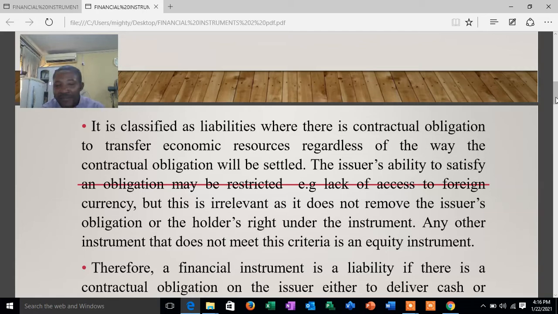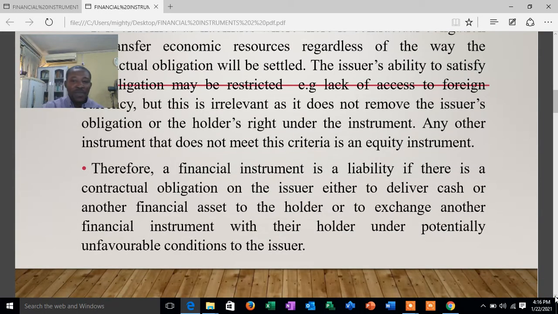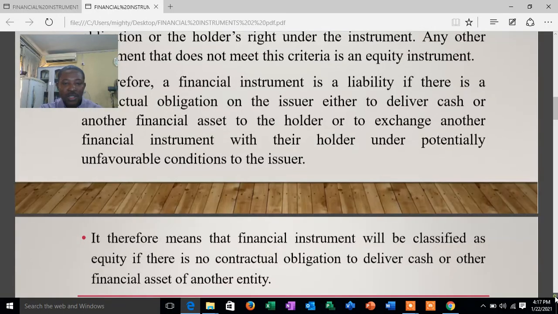So, but this is irrelevant as it does not remove the issuer's obligation or the holder's rights under any instrument. So any other instrument that does not meet that criteria is simply referred to as an equity instrument. Therefore, we can say that a financial instrument, like we defined in the last class, is a liability if there is a contractual obligation on the issuer either to deliver cash or another financial asset to the holder, or to exchange another financial instrument with the holder under potentially unfavorable conditions to the issuer.